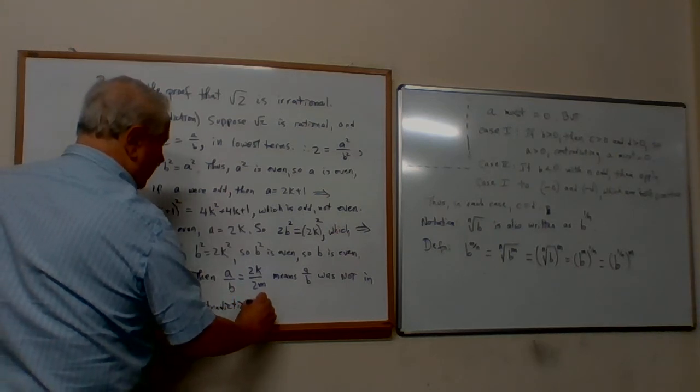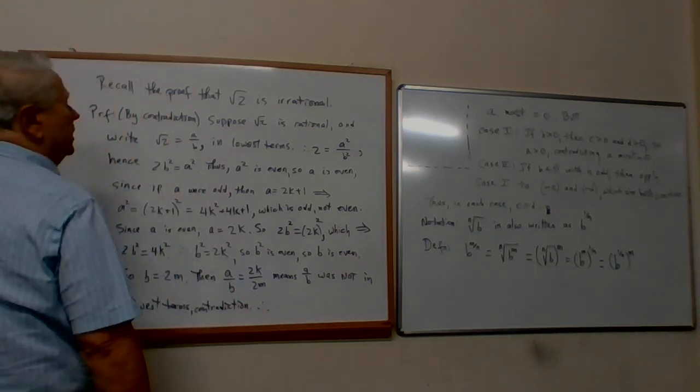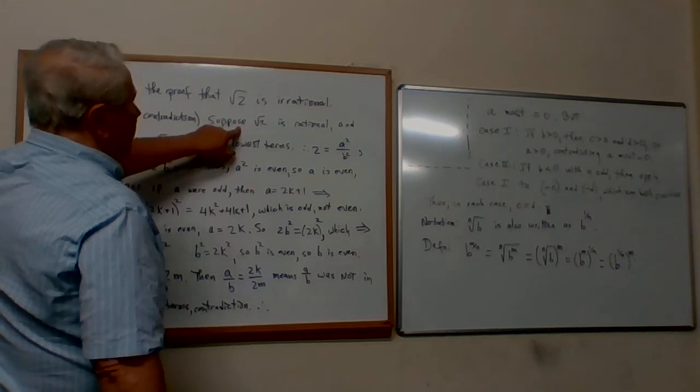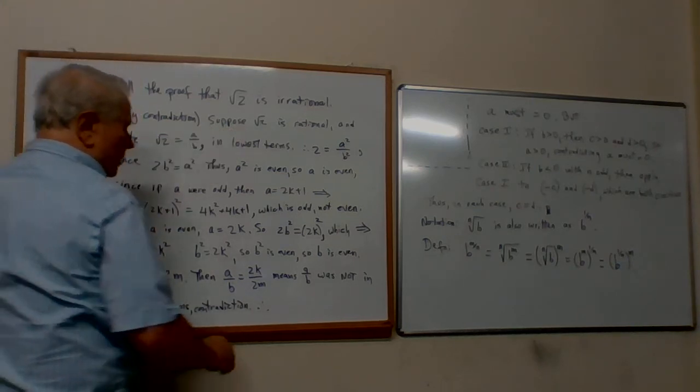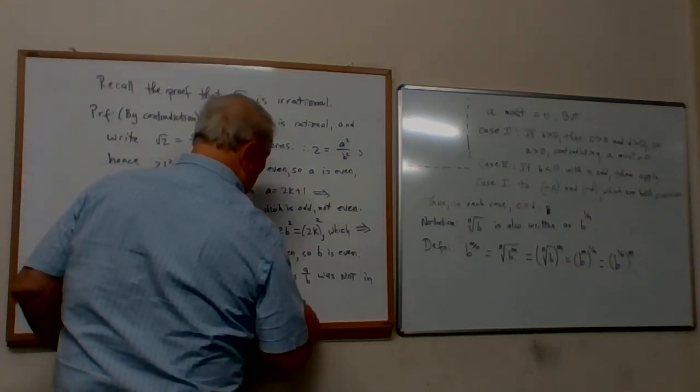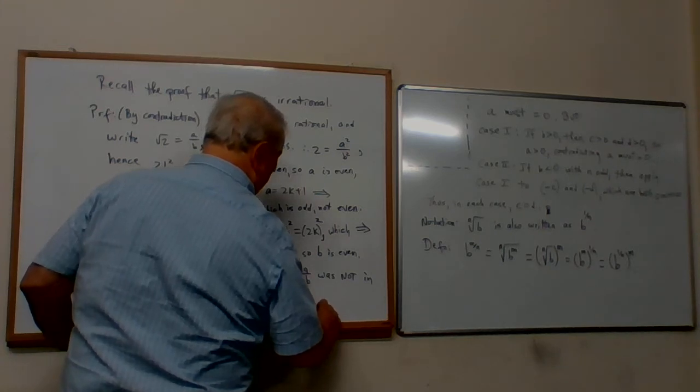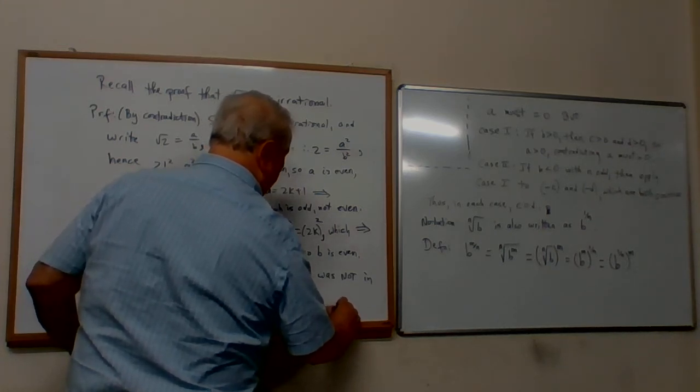Contradiction. So what does it contradict? The very beginning, that the square root of 2 is rational. So the square root of 2 is not rational. And that's the end of the proof.